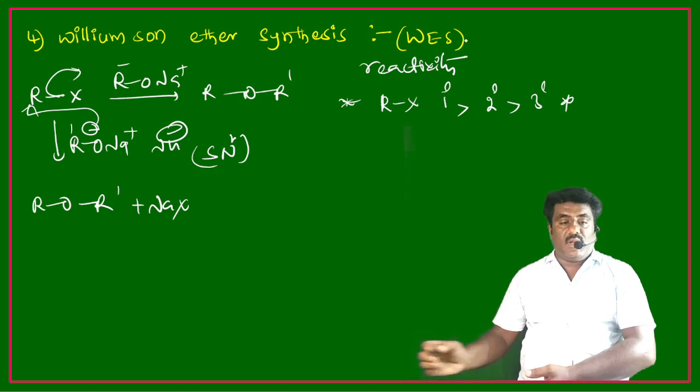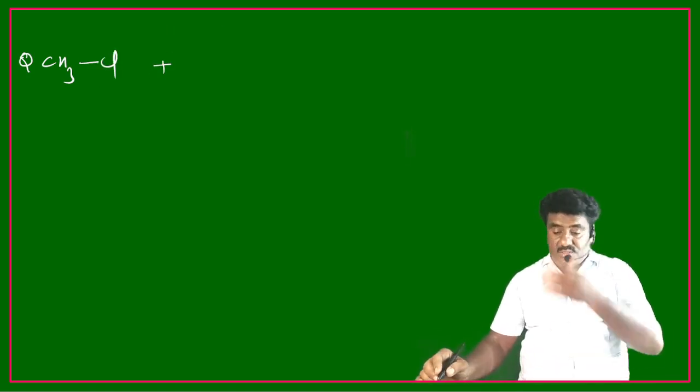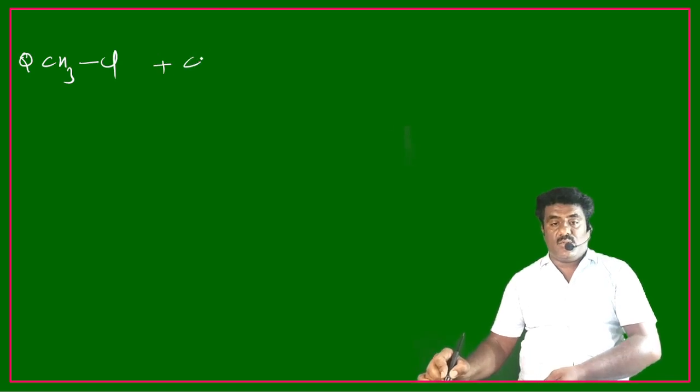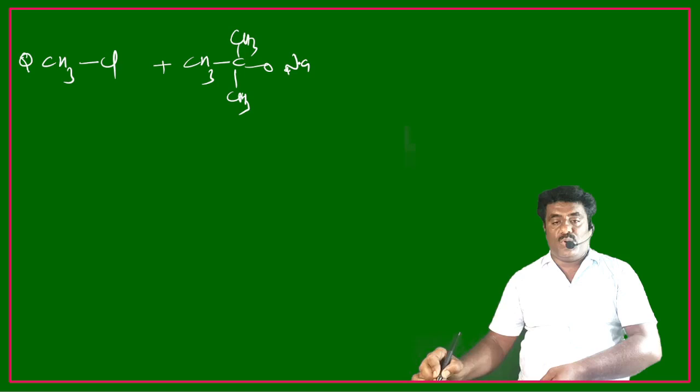Let's take an example. Have a look at methyl chloride, CH3Cl, in presence of tertiary butyl CH3ONa, the tertiary butyl alkoxide. It is a minus, and it is a plus.